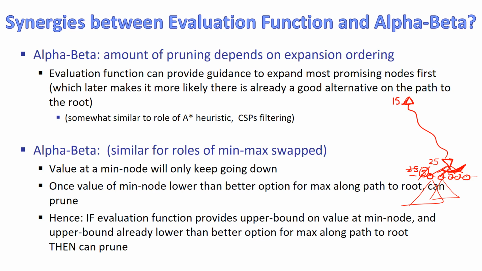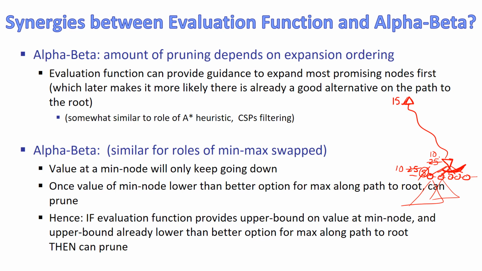But if this value, instead of 25, was 10, it's closer to 5. Still, it's not exactly 5, but it's at least tighter than 25. Now, because this will be 10, and 10 is less than 15, we will stop. So the evaluation function will affect alpha beta pruning. If it can give us a good, tighter upper bound to the main node, that will allow more pruning.